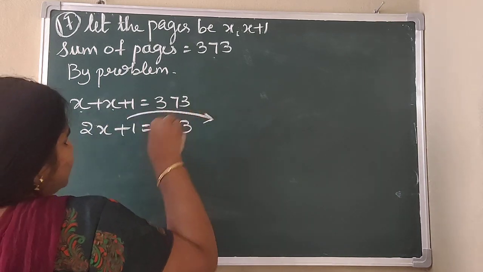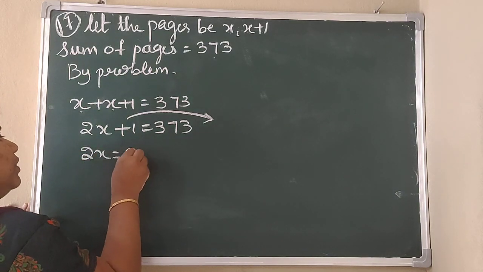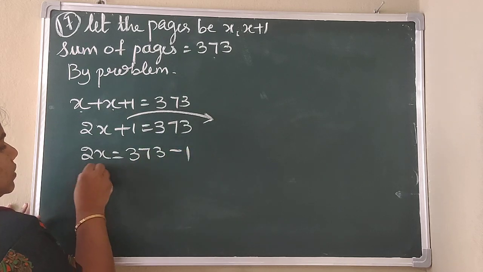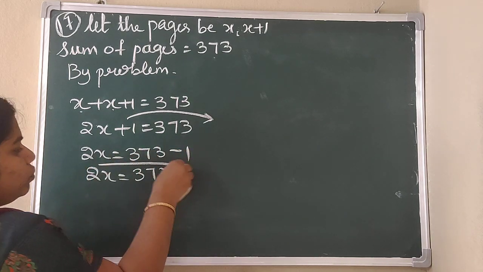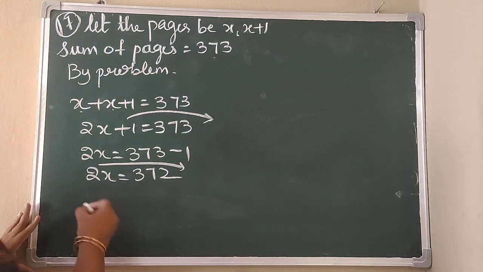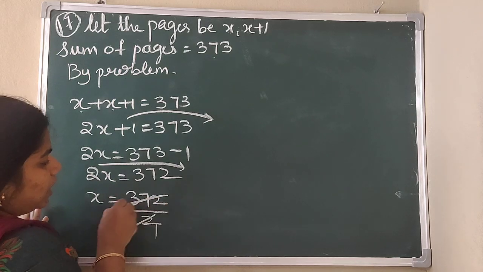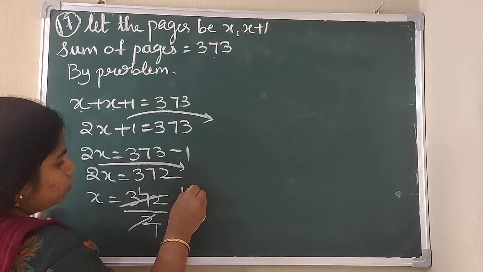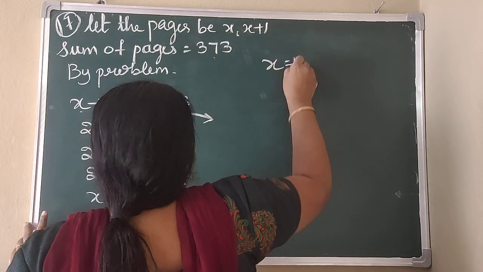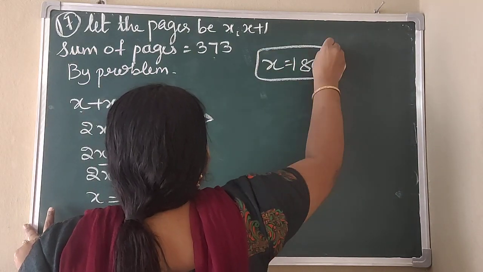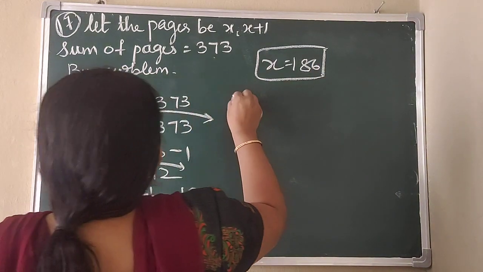So transpose the plus 1 to the other side, that will become minus 1. So 2x is equal to 373 minus 1. So 2x will be equal to 372. Now transpose the 2 to the other side, that will become division. So x is equal to 372 by 2. 2 1s are 2, 2 8s are 16, 2 6s are 12. So what is the x value? x value is 186. So in that, the first page is 186 and we have to find the second page.